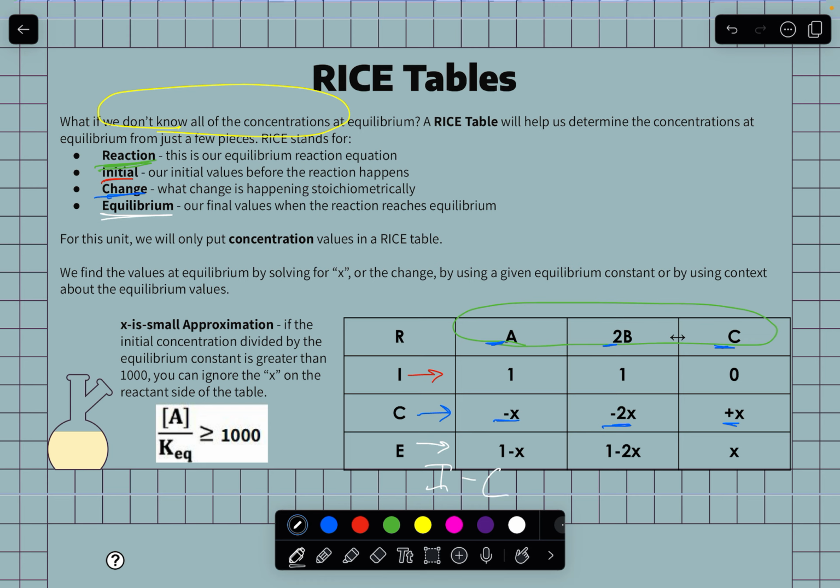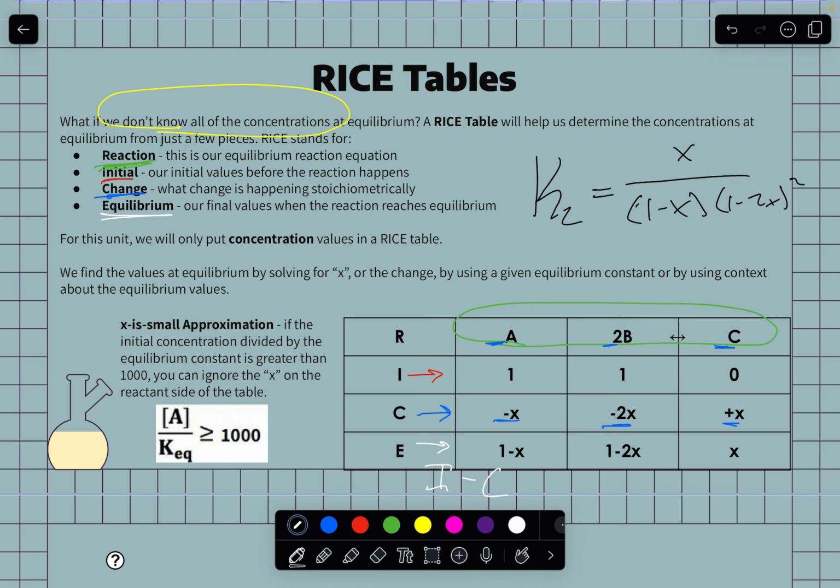Okay, so for this unit, we'll only be putting concentrations in the Rice table. With acids and bases, there will be some moments where we can put moles in the Rice table. But right now, that's not this. So we're only putting concentrations, okay? And we can solve for x after we reach the equilibrium, because remember we have our Kc as our products divided by reactants. We can put those into here, so C, A, and then B.